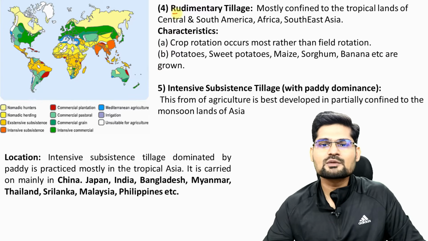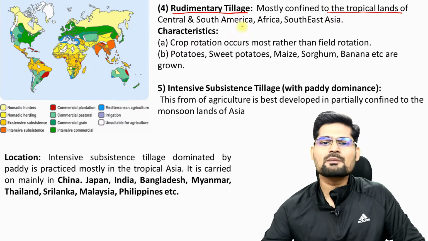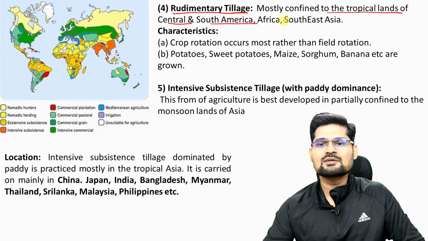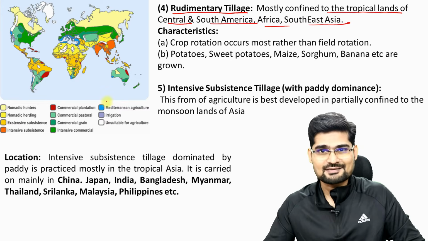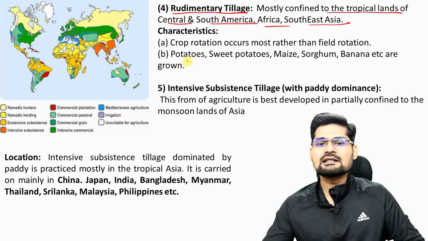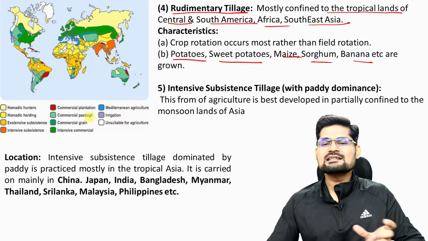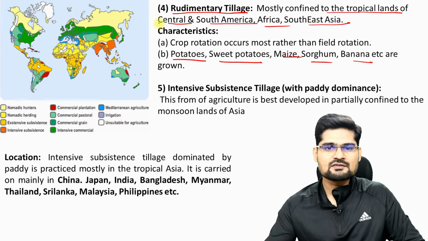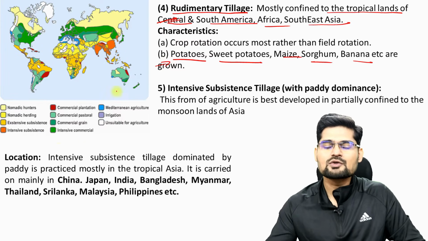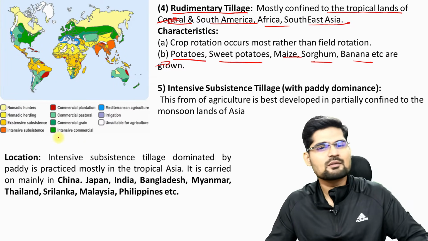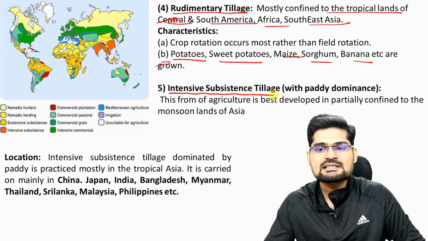Then comes the fourth one, rudimentary tillage. Now the word itself tells you that it is mostly confined to tropical lands where you have Central and South American societies, African, Southeast Asian societies, where crop rotation occurs. Right? So most of the fields will have potatoes, sweet potatoes, maize, sorghum, banana, etc. These are the major areas. And if you observe this rudimentary tillage, you will find that it is very common mostly in developing countries or underdeveloped countries of the world. Right? Then comes the fifth one, intensive subsistence tillage.